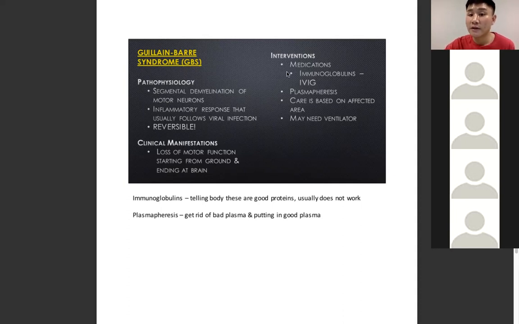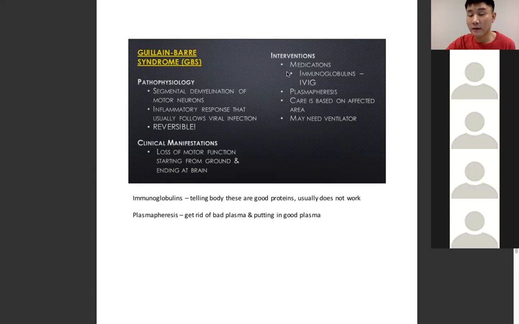Intervention, we give medication like immunoglobulins, IVIG, and plasmapheresis. I think that's like the exchange of the plasma in the blood. Care is based on affected area. That means if the paralysis or the viral infection has progressed to the bladder, they won't be able to control their bladder because the motor neuron was damaged, so there will be incontinence. So we always have to have a Foley catheter and make sure it's clean and not getting infected. So that's what it means, care based on affected area.